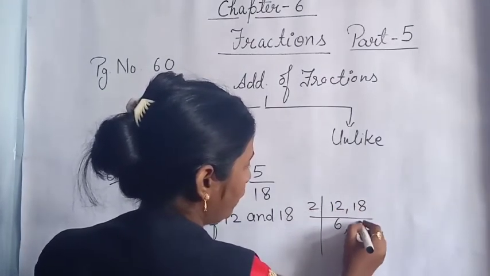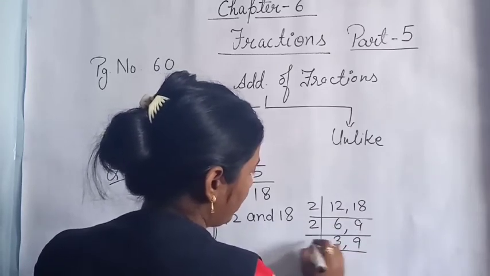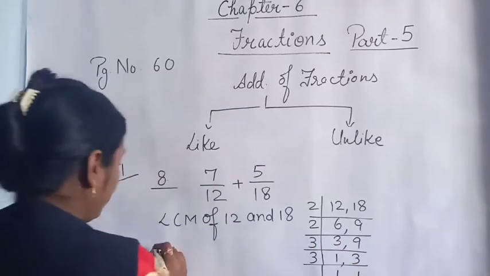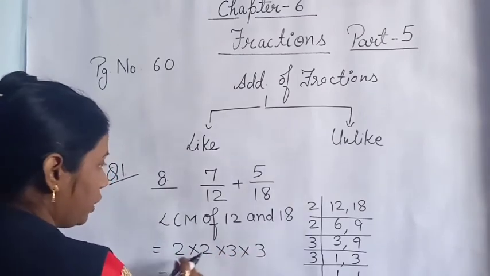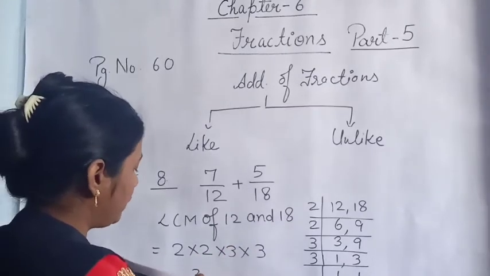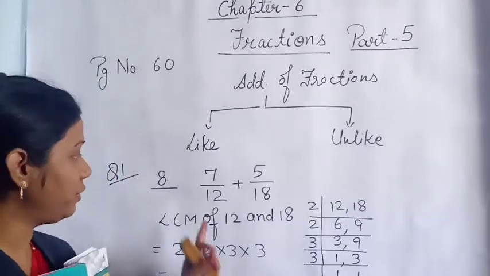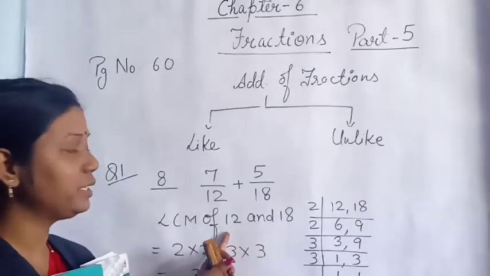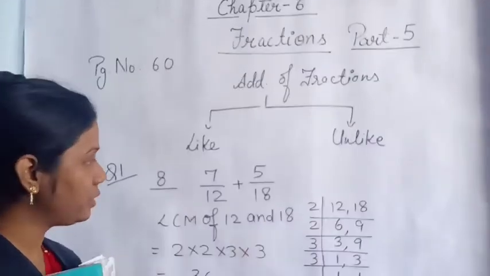2 sixes are 12, 2 nines are 18. Then again we take 2 threes are 6, and then 9. 3 ones are 3, 3 threes are 9, and then again 3 ones are 3. So the LCM is 2 multiplied by 2 multiplied by 3 multiplied by 3. 2 twos are 4, 4 threes are 12, 12 threes are 36. It means their LCM is 36. Just revise: we have calculated the LCM of the denominators 12 and 18, and the LCM is 36.